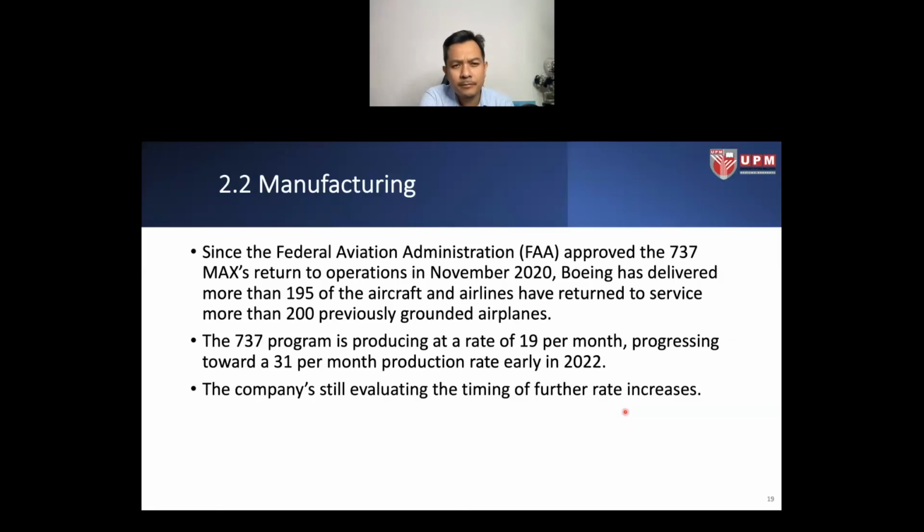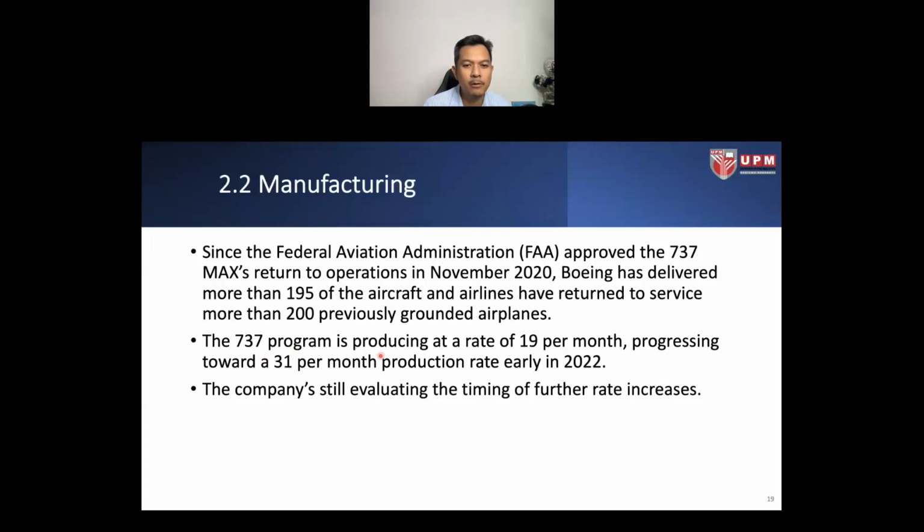Since the FAA, Federal Aviation Administration, already approved the 737 MAX return to operation in November 2020, Boeing has managed to deliver more than 195 of the aircraft, and airlines have returned to service more than 200 previously grounded airplanes. This is because of the two major incidents of the 737 MAX that resulted in the grounding of all 737 MAX all over the world.